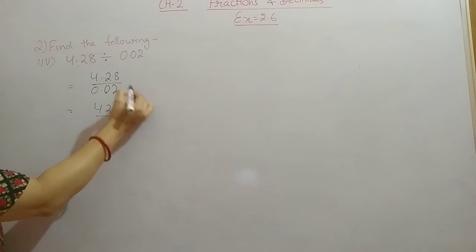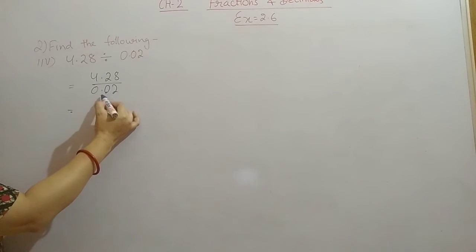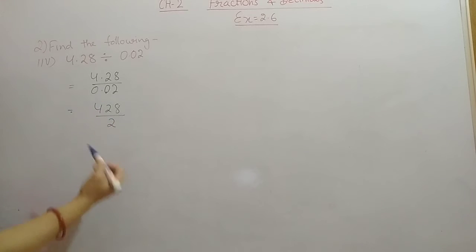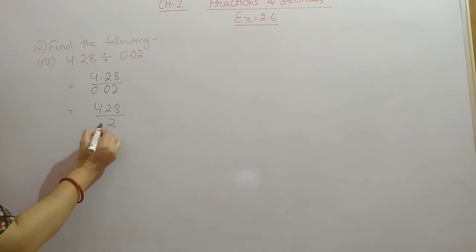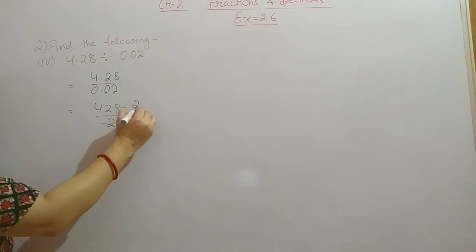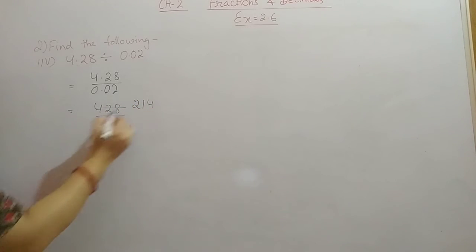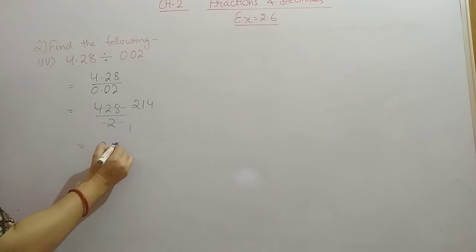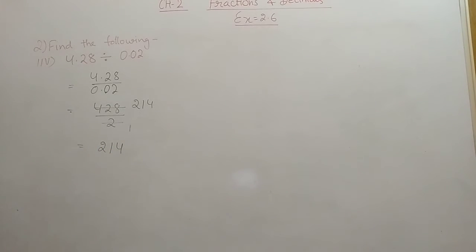So if you remove this, down 100 will come, and when you remove this, 100 will come. So 100 to 100 will cancel out. Now you can cancel with 2. 2 1s are 2, 2 2s are 4, 2 1s are 2 and 2 4s are 8. So the answer here is 214.